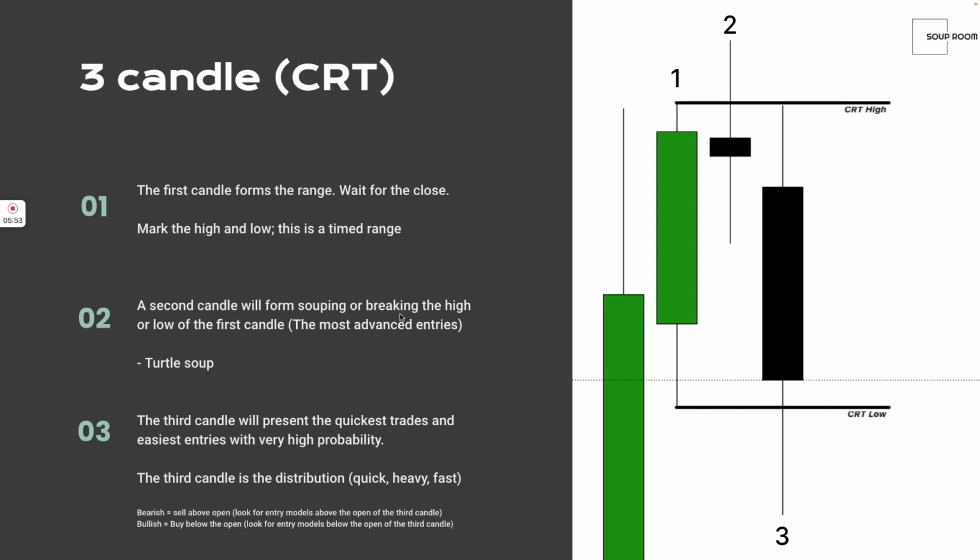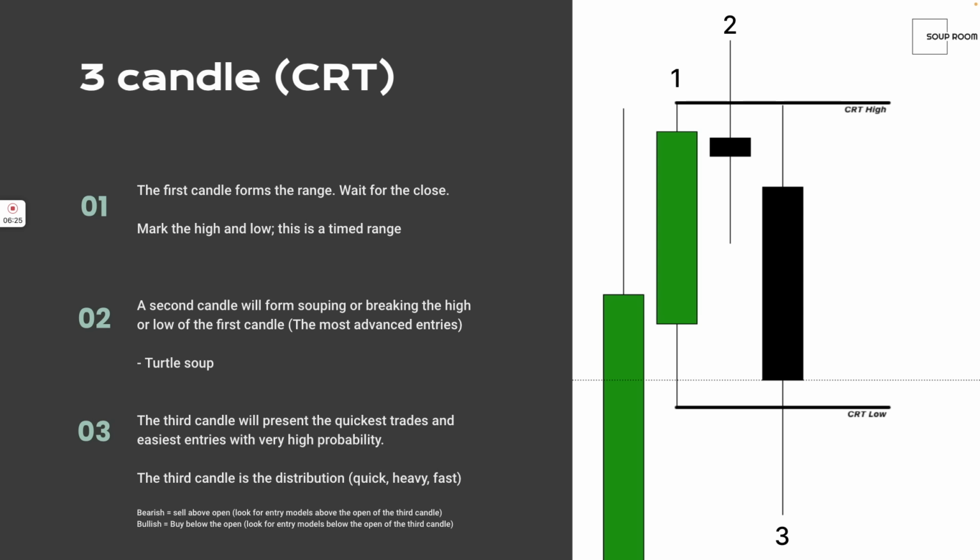A second candle will form, souping or breaking the high. This is a turtle soup. This is where you're going to find the most advanced entries. On the third candle, we're going to see the quickest and highest probability trades. This is the distribution leg, so this is where the beginners should focus. It's going to be a quick, fast, and heavy price action filled candle.